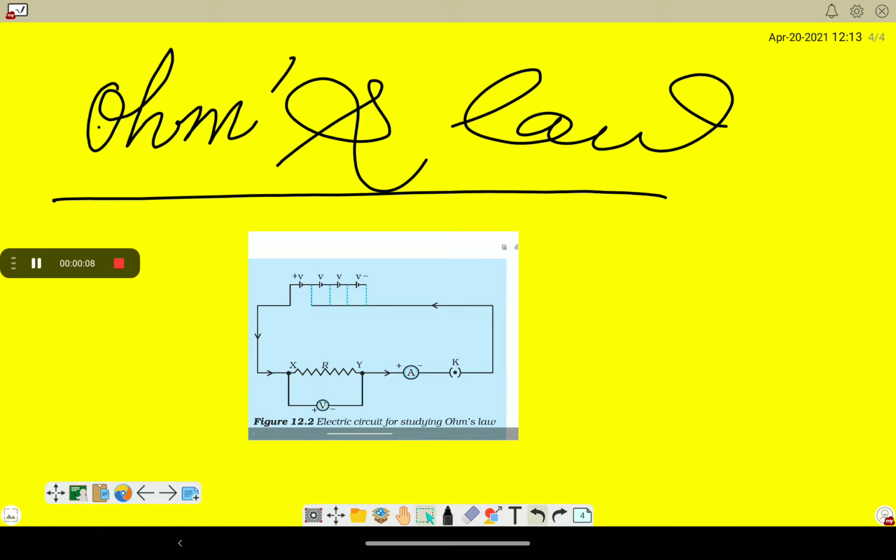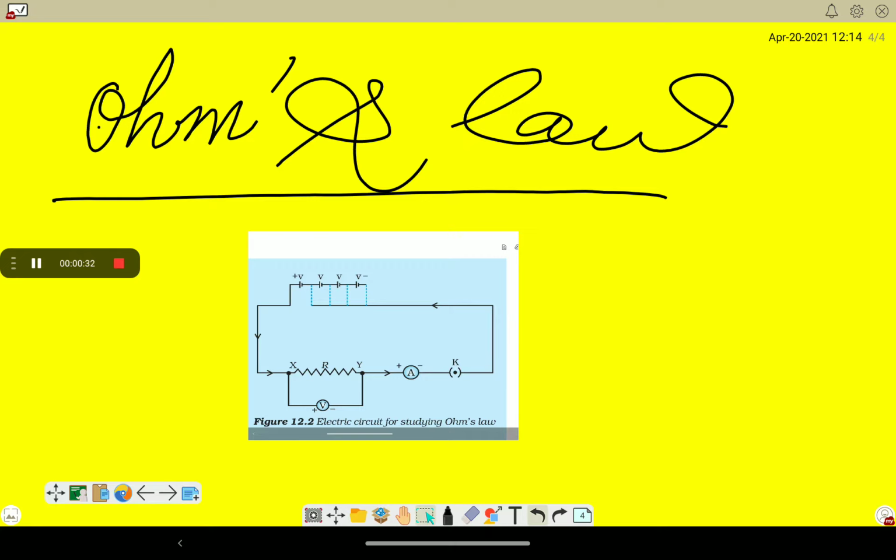Today we will study about Ohm's law. Ohm's law is a very important law in physics. This law gives relation between voltage and current. Okay. Earlier we studied about what is voltage and what is current. This law relates voltage and current.